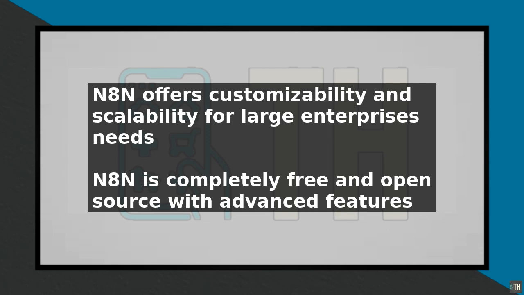Conclusion. Flowise and N8N are both powerful automation software options that can help streamline your workflows and increase productivity. By understanding the key differences between these two options and considering your specific needs and goals, you can choose the best automation software for you. Whether you choose Flowise or N8N, you can expect to see significant improvements in your workflow and productivity.